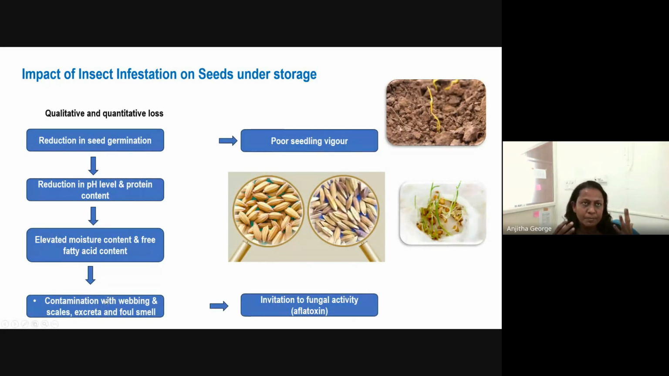And when the infestation levels are too high, you can see that a large number of webbings will be there. Apart from that, body parts and their excreta will be there. If it is a moth infestation, scales and body parts will be there, and a foul smell will be emanating from the bins. So the entire seed lot will have to be rejected because it has already been damaged. And apart from this, the secondary problem arising is fungal infestation, an additive effect. So the insect damage plus this fungal infestation will completely damage your seeds.